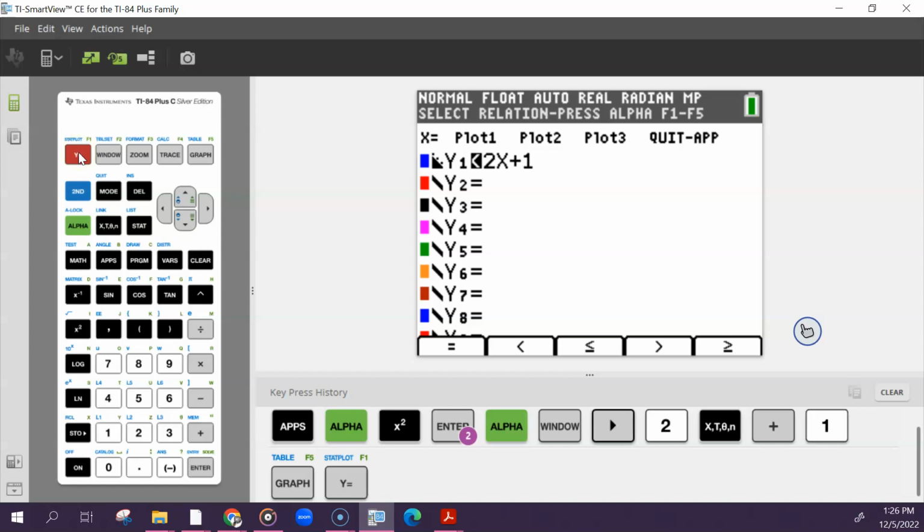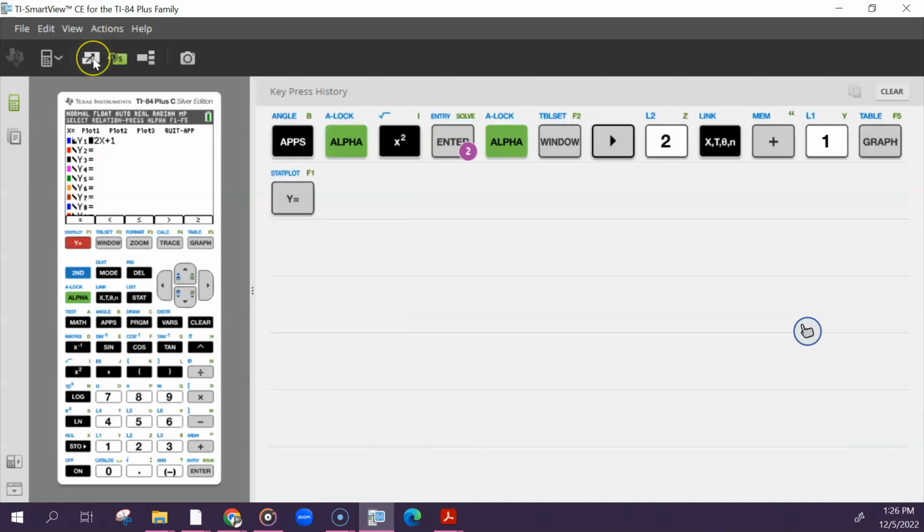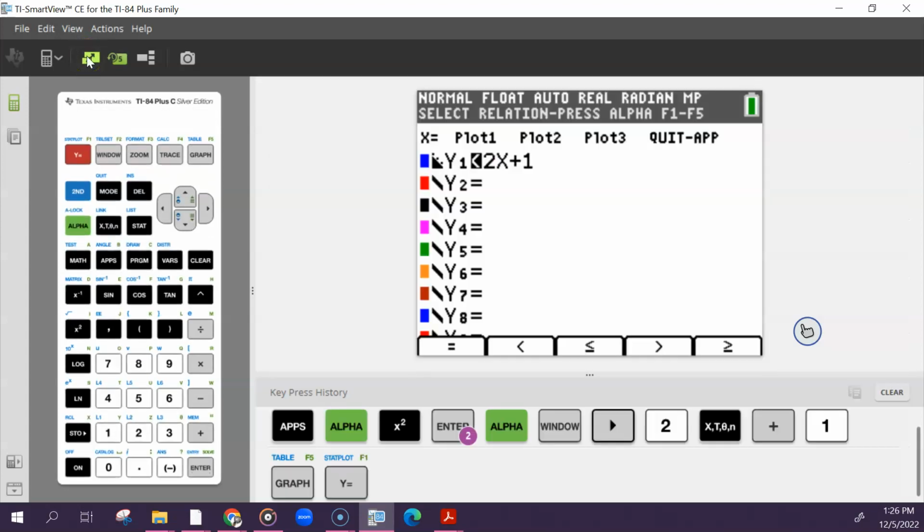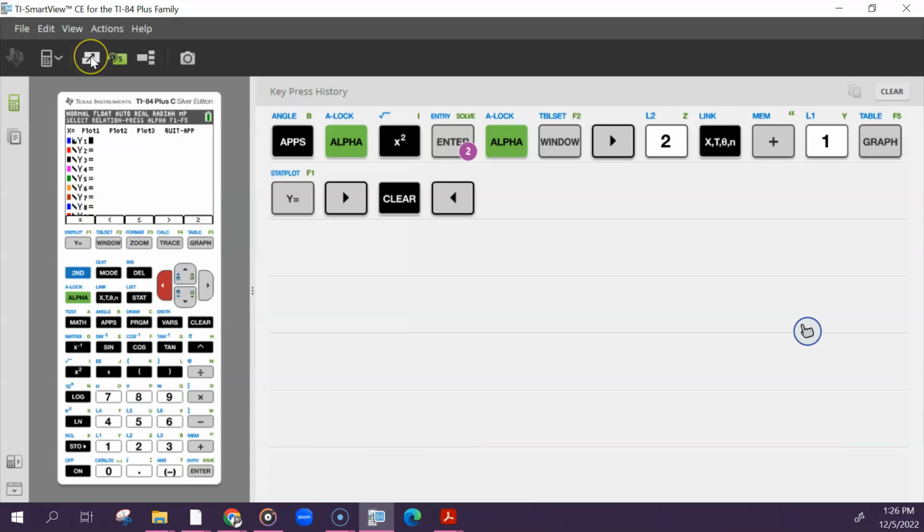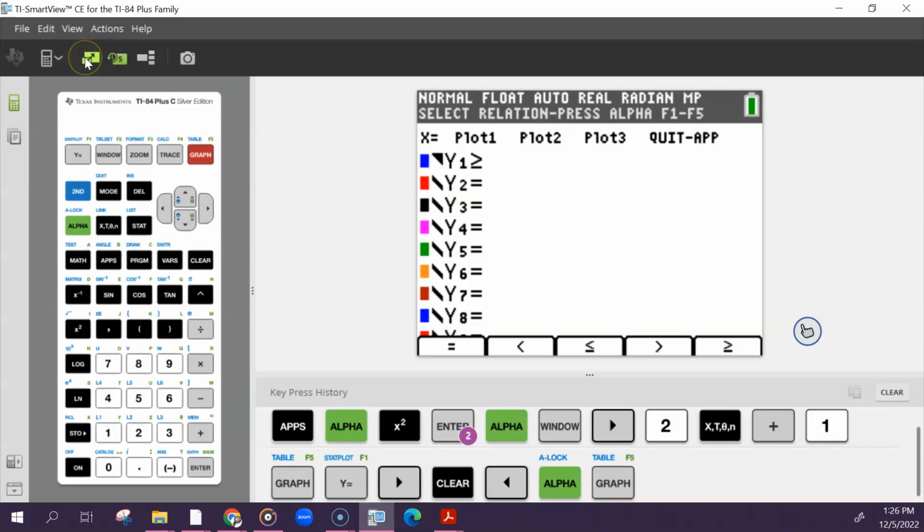So go back to y equals. Let's change this to greater than or equal to. So greater than or equal to, let's pick a fraction. Clear it out first. And then if I want a greater than or equal to, alpha graph. Now you'll see that it's still shaded, but the direction has changed. It's now a solid line.